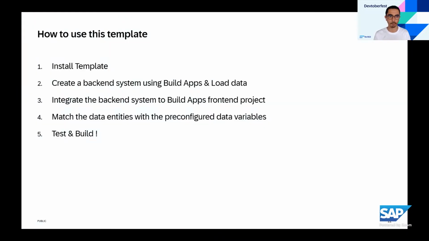So how will we get used to this template? First, of course, we need to install the template, right? As this template is not available in the Build Lobby Store yet, I already installed it to my lobby, but once it is available, you will basically go to the Build Lobby Store and install this template from the catalog. And then we need to have some backend system.